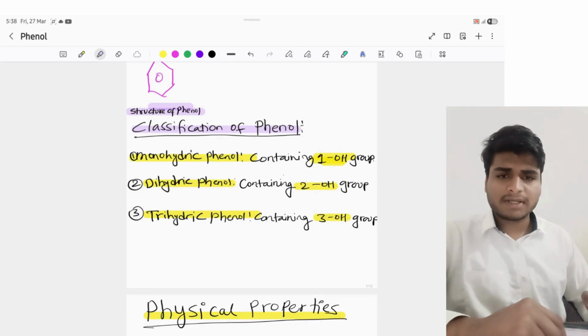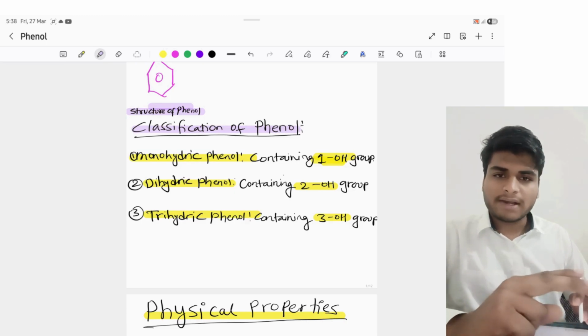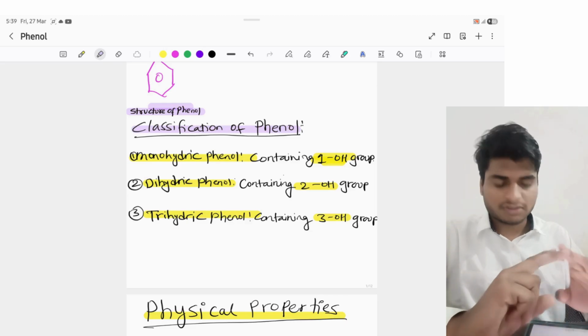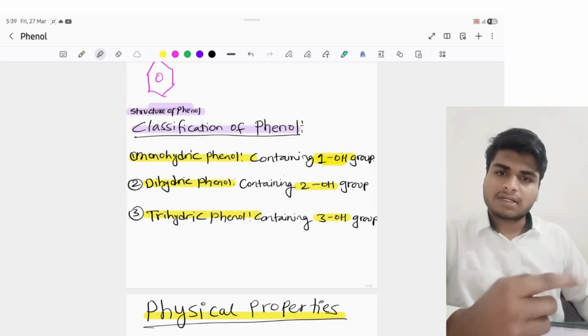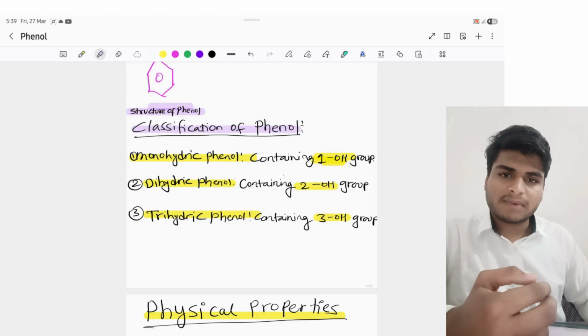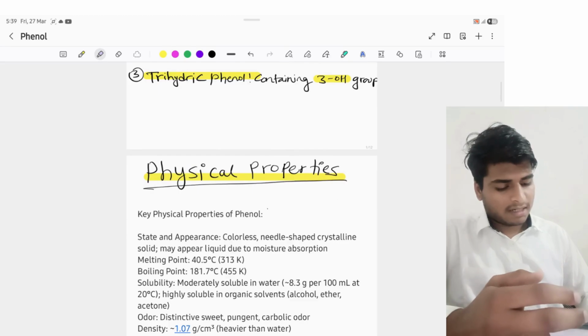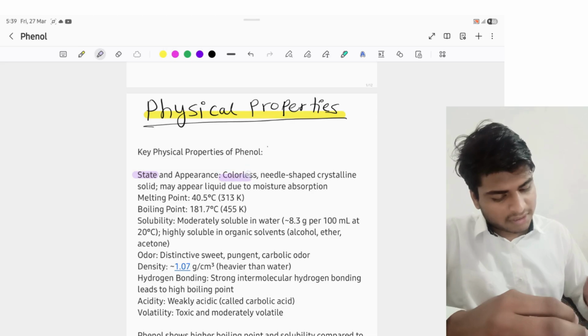Coming to the classification of phenol, it is classified into three types: monohydric phenol, dihydric phenol, and trihydric phenol. Mono means 1, di means 2, and tri means 3. Monohydric means it contains one OH group, dihydric phenol means it contains two OH groups, and trihydric means three OH groups.